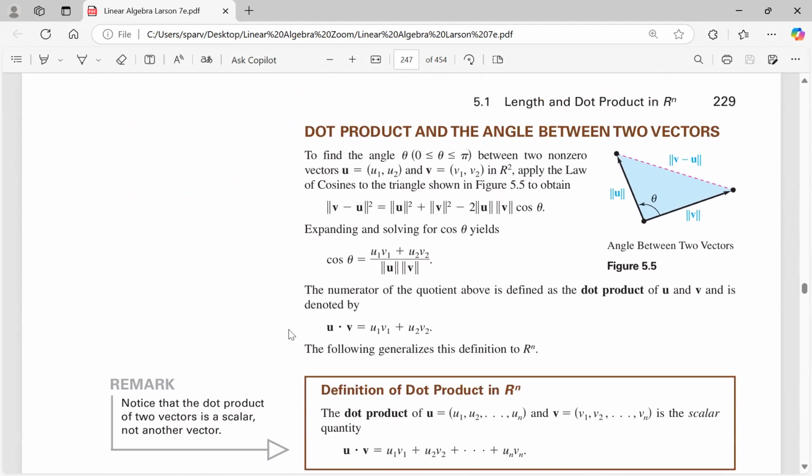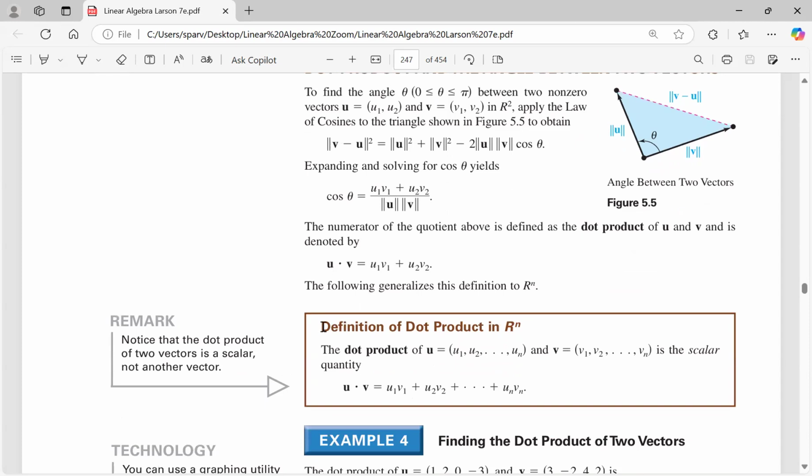The next idea that we will extend to the next section when we talk about inner product spaces is the dot product. So here's the definition of dot product. It's down here in the box. The definition is that suppose you have two vectors, u and v. The dot product is also called the inner product, scalar multiplication, or simply dot product.